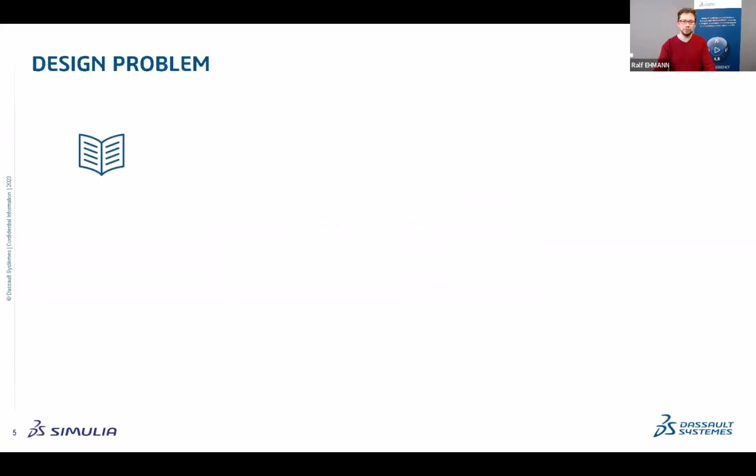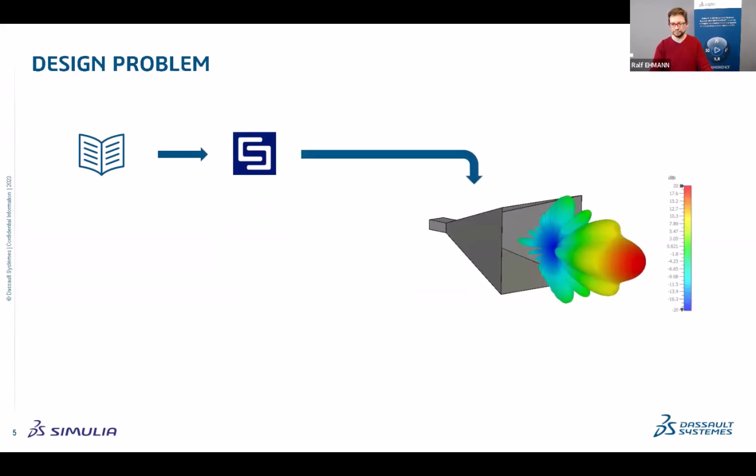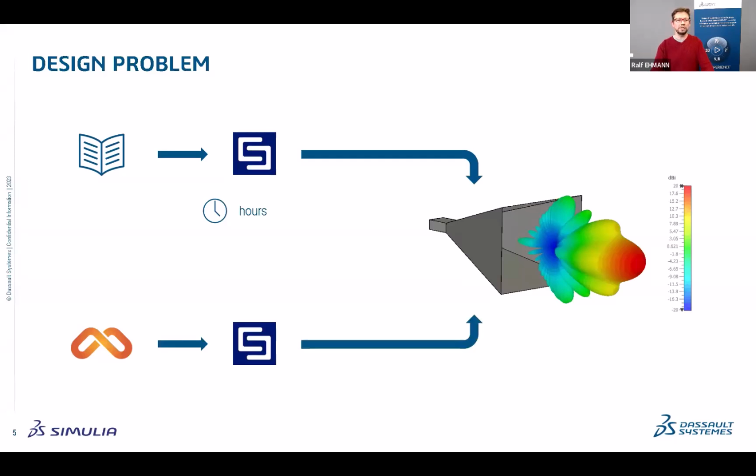We could use a conventional design method using references, textbooks, and so on to calculate the design, then create the model in CST, and then we have to simulate this to verify our results. This can take minutes to hours or even longer. Or I would advise using Antenna Magus for a quick design, export to CST, and you'll get the same results within minutes.